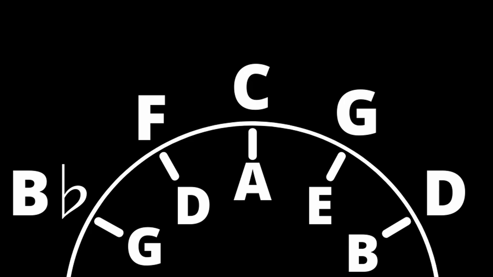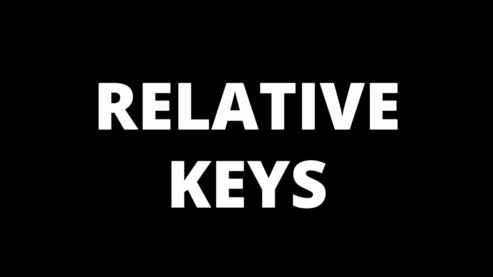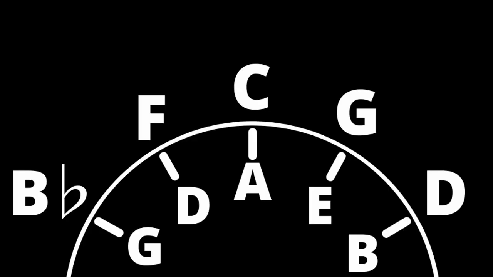So at 12 o'clock on the outer circle we have C. Think of this as the C major key, which has the chords we discussed earlier. Directly below this is A. Think of this as the A minor key. It has exactly the same chords as the C major key. These are called relative keys. We won't go into further info about this here, but check out our relative modulation video in the description for an in-depth explanation. Immediately next to C on the outer circle is G.